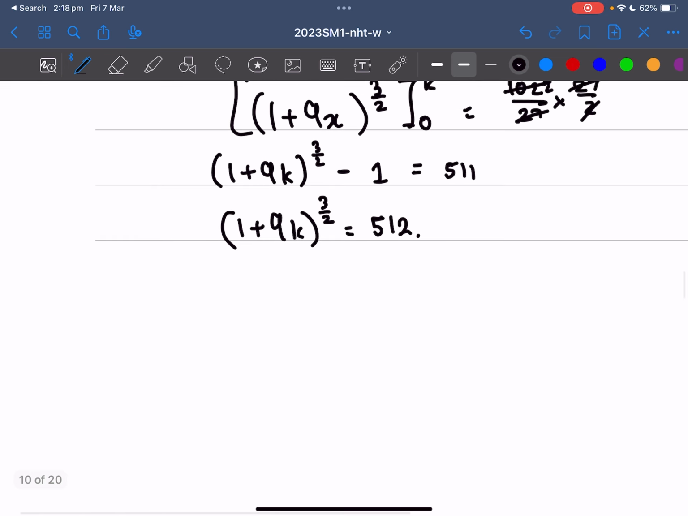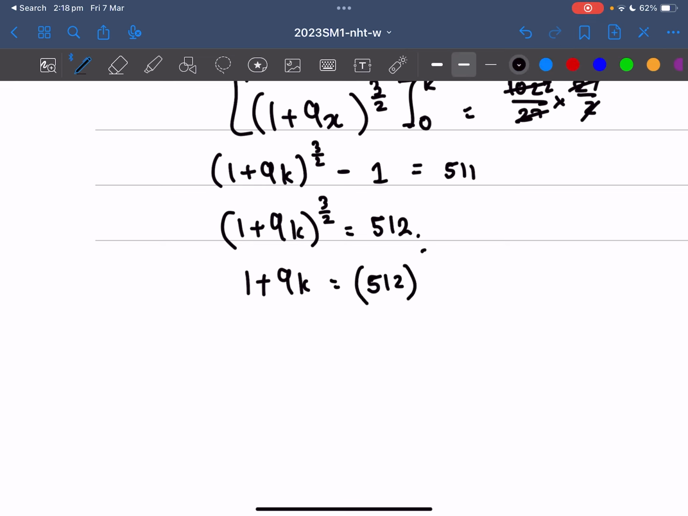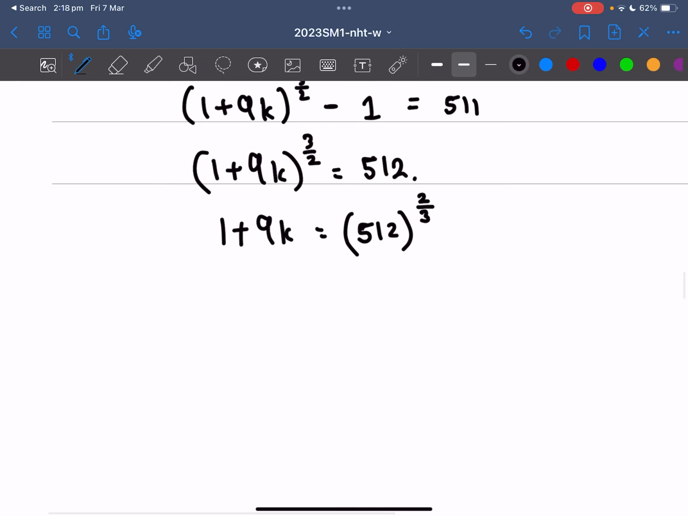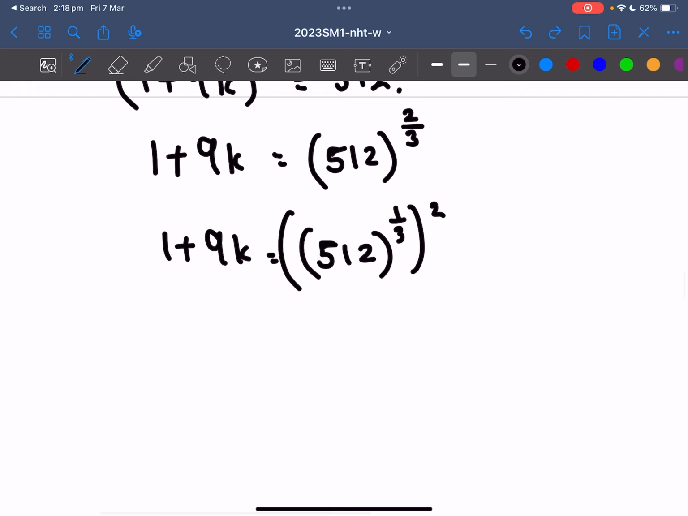Okay, and now you just multiply both sides by 2 to the 3. Okay, so we will cancel this one out. We'll be left with 5 on 2 to the power of 2 on 3. We can also express this as 1 plus 9k is equal to 512 to the power of 1 on 3, and that whole thing to the power of 2, right? Because we can simply multiply the powers.